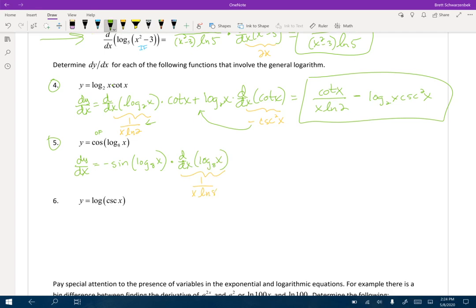So if we multiply this all out, we're going to get negative sine log base 8 of x all over x natural log of 8. And this is going to be our derivative.